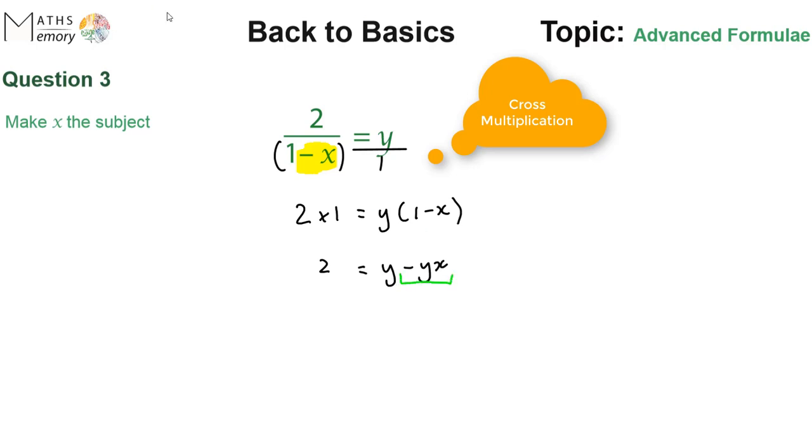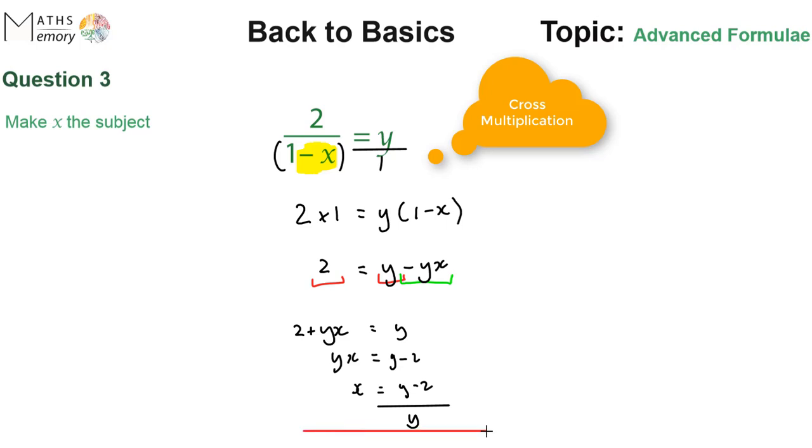These are two non-x terms over here. So let's get the minus yx to make a positive one over here. So we have 2 plus yx equals y. So yx equals y minus 2 and x equals y minus 2 all over y. Okay, so a bit trickier than before, but again it does solve the purpose of helping you to realize that we're going to be dealing with this when we deal with fractions and formulas mixed together.